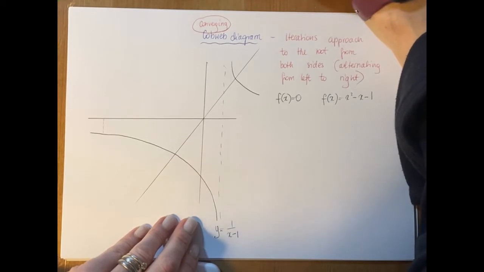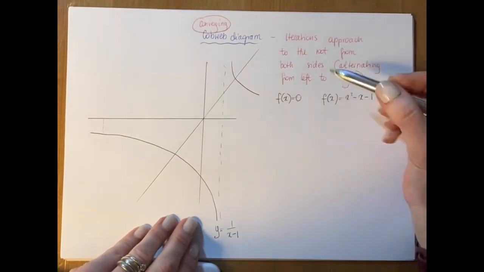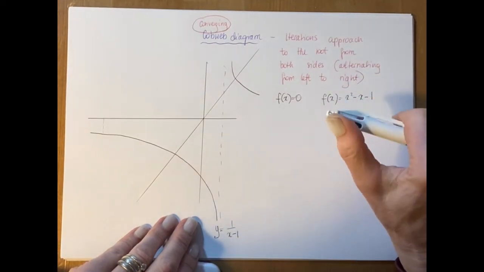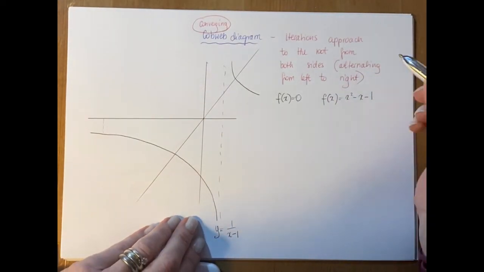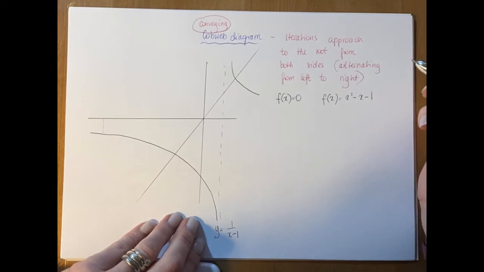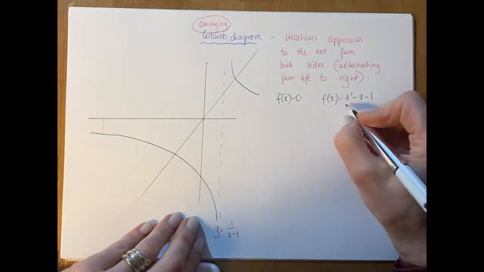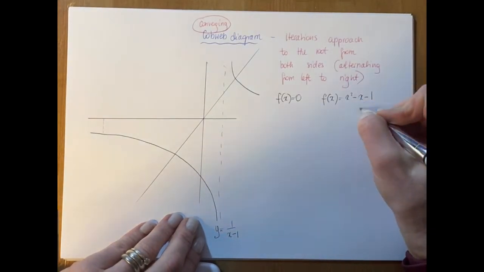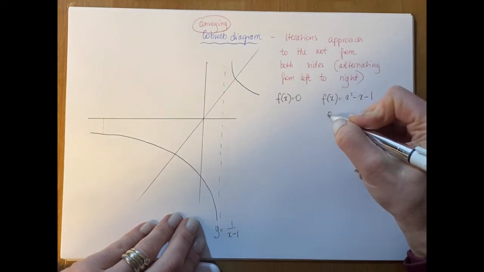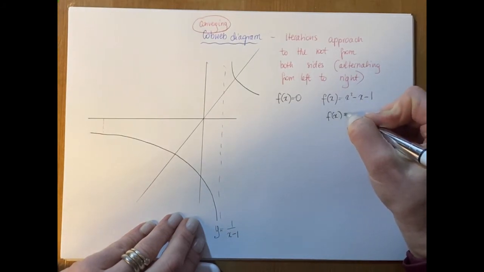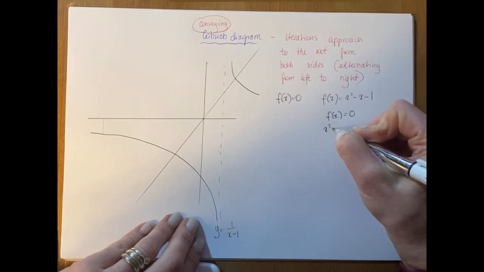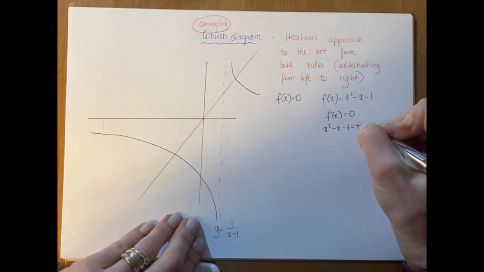So f of x is equal to x squared minus x minus 1. Now let's rearrange it in a slightly different manner, so let's obtain a different iterative formula. We are solving f of x equals 0, so x squared minus x minus 1 is equal to 0.